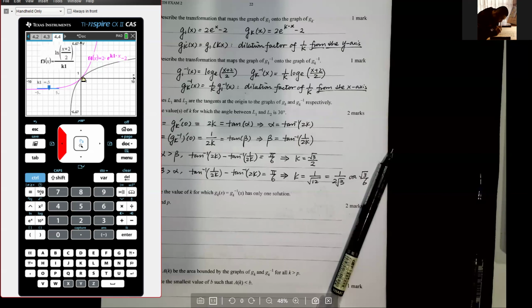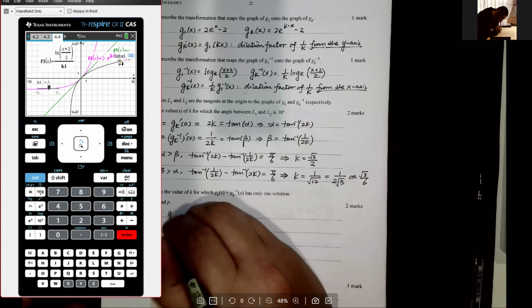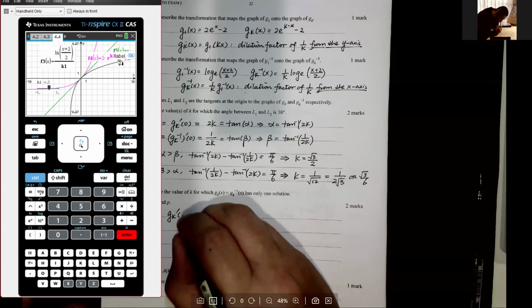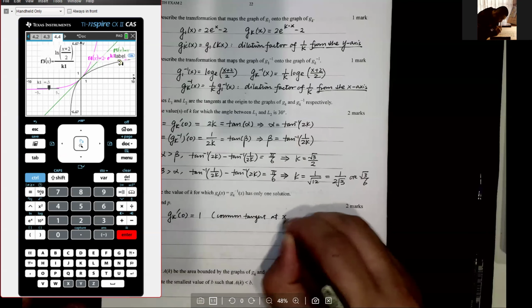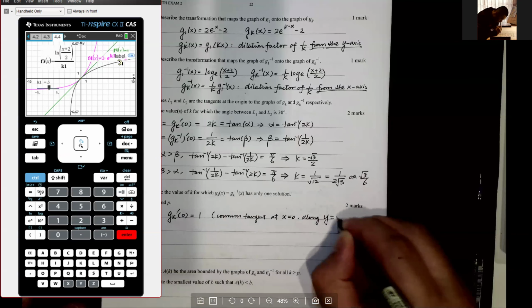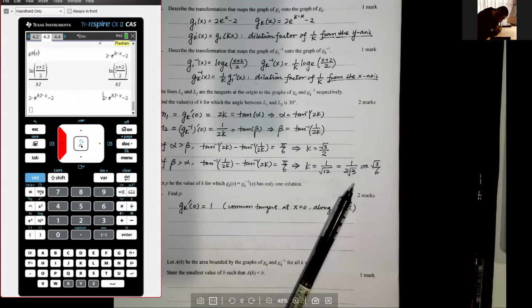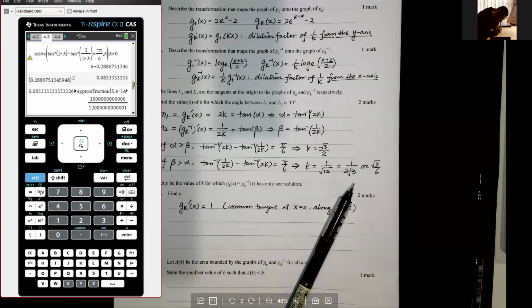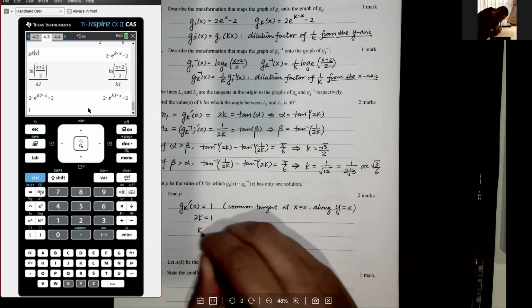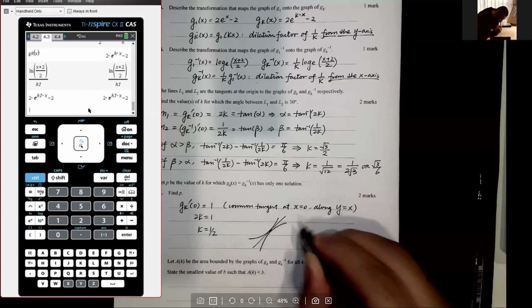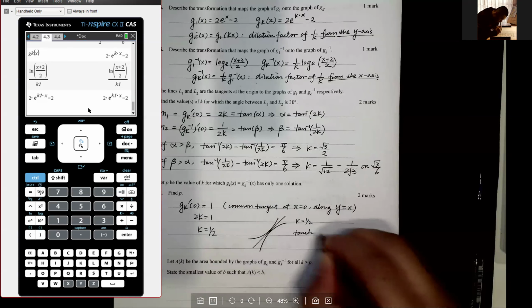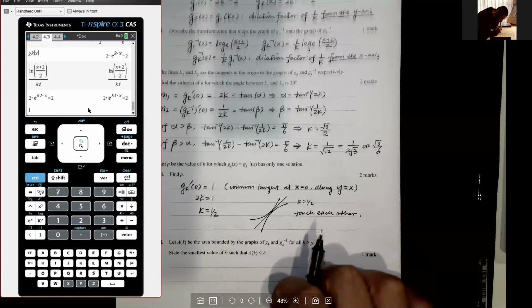So if you get k equals 0.5, they could touch each other, with a common tangent at y equals x. So you might say, g_k dash at 0 equals 1, a common tangent at x equals 0 along y equals x. Then we say, we found g_k dash 0 before, so it was 2k. So we have 2k equals 1 and k equals half. Alternatively, you might want to draw some sliders. k equals half, touch each other. Something along this line. Okay, last part.